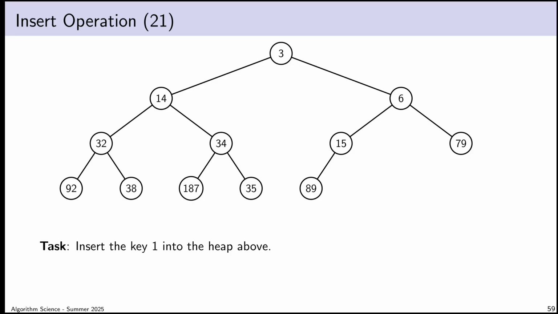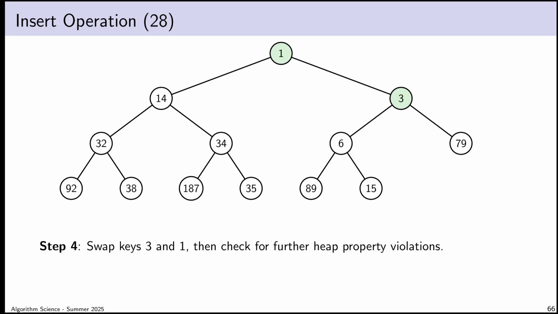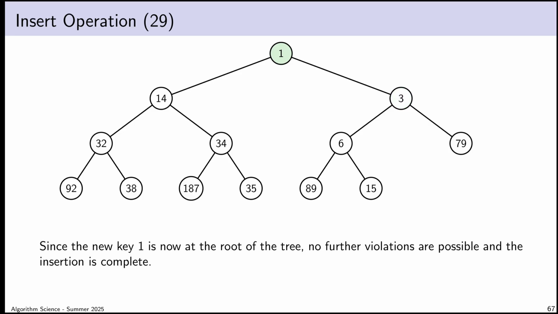Okay, one last insertion. Insert the key 1. Okay, so I know where I'm going to put it. We'll just let the slides take care of that. I put it at the bottom level, and then I check for violations. Okay, so 1 is less than 15, so I swap. 1 is less than 6, so I swap. 1 is less than 3, so I swap. And I realize there can't be any further violations because I'm at the root. There is no heap property to hold above the root, so I must be done.